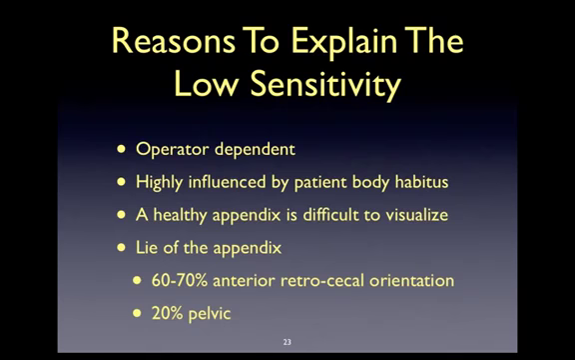There are several reasons to explain the low sensitivity of ultrasound for the diagnosis of appendicitis. One must consider that this is an imaging modality that's highly dependent on operator skill. It will also be highly influenced by patients' body habitus. Remembering that healthy appendixes are exceptionally difficult to visualize. And then an understanding that the lie of the appendix will also influence the level of difficulty in finding this appendix within the right lower quadrant. In postmortem studies, it was found that 60 to 70% of the population actually has a retrocecally oriented appendix, which will make identification of the appendix by ultrasound quite challenging.